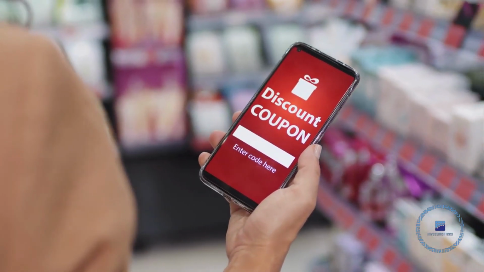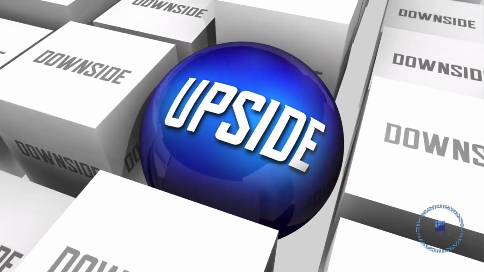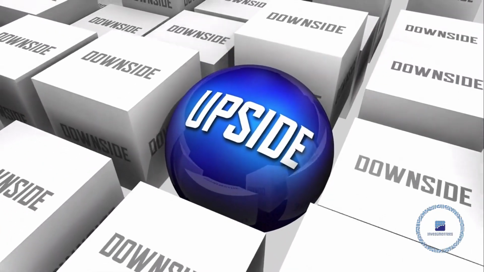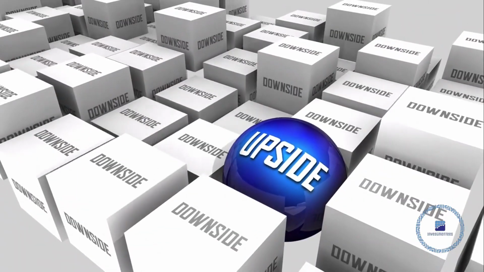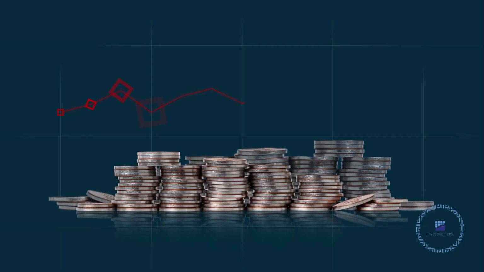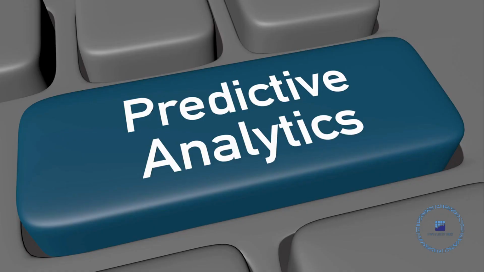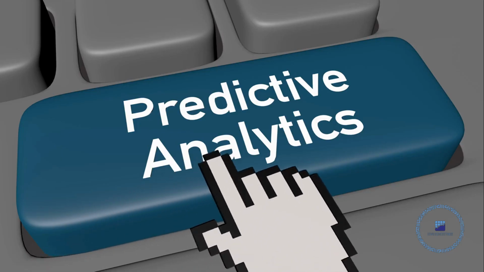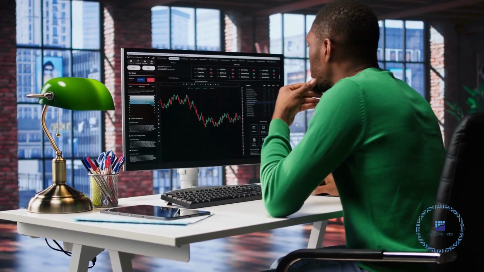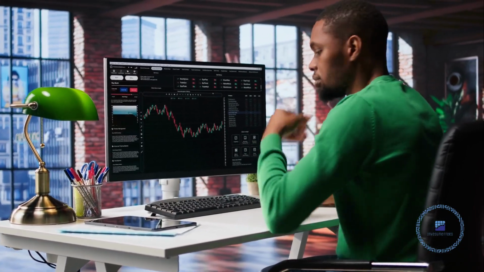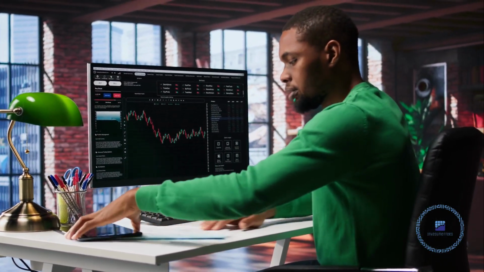To implement the 3-to-1 rule, you must first understand how to calculate risk and reward in trading. This ratio isn't arbitrary. It's grounded in probability and risk management. Trading is never about winning every single trade. It's about making sure your wins outweigh your losses over time. By sticking to the 3-to-1 rule, beginners can trade more confidently and reduce emotional decisions.